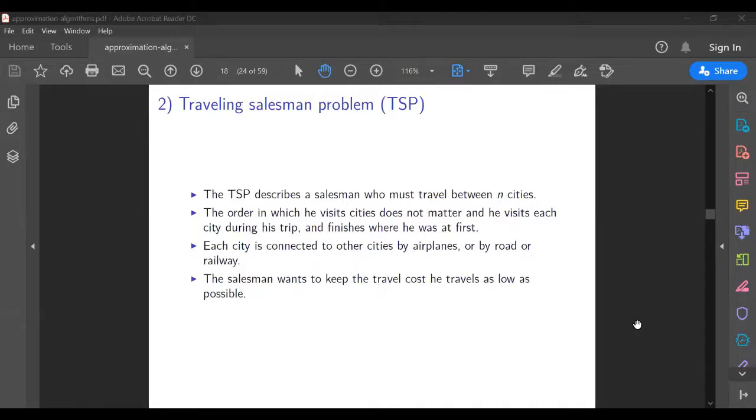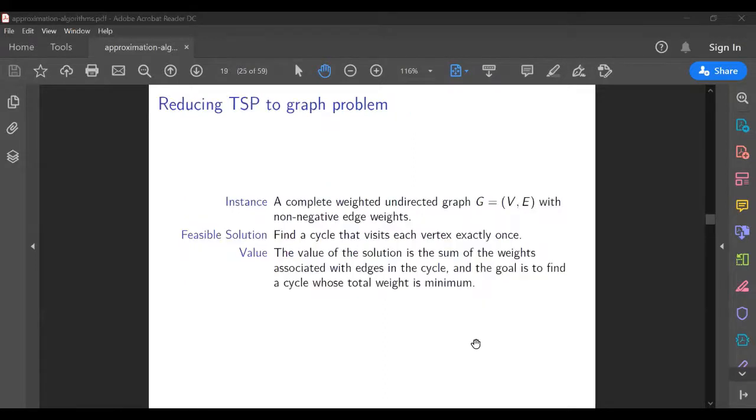I already said approximation algorithms are mostly applicable to optimization problems. So here the constraint is he has to visit all the cities and come back to the same city, but the optimization is that the cost should be minimal. That is the idea behind it. So it can be reduced to a weighted graph.